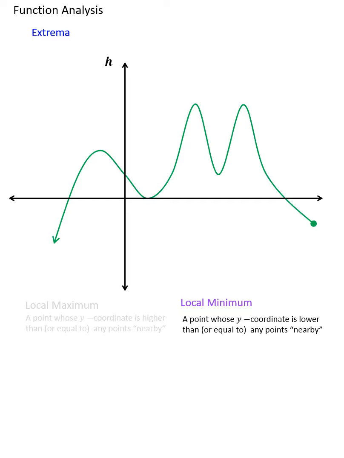A local minimum is similarly defined as a point whose y-coordinate is lower than or equal to any other nearby points. So for example, this is a local minimum. Why? Because it's lower than any nearby points on the graph. Here's a local minimum for the same reason. This point on the far right is also a local minimum because it is lower than any nearby points on the graph. By the way, local minima are also known as relative minima.